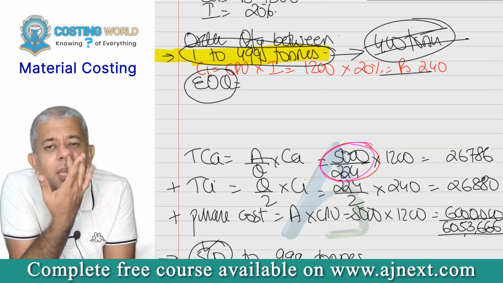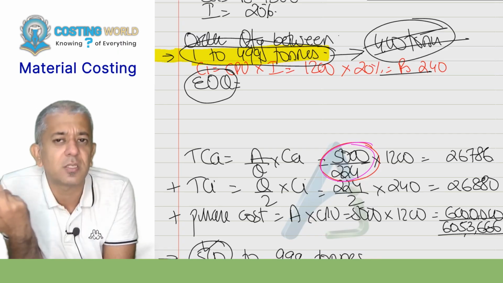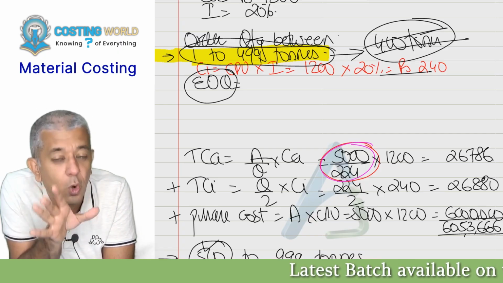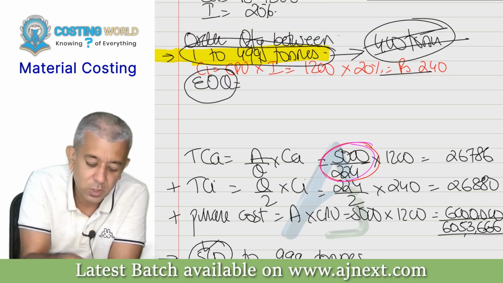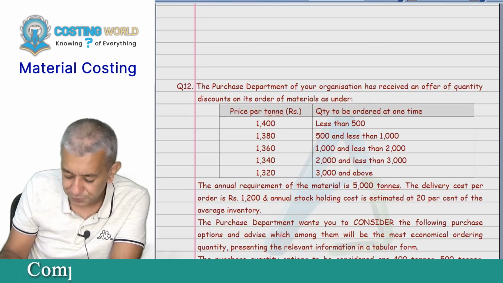Any other student can always be thinking, sir, instead of taking 500 as a number, I can be taking 600 as a number. Those are all wrong. You will have to be taking 500 because it is nearest to EOQ. My job is altogether done.